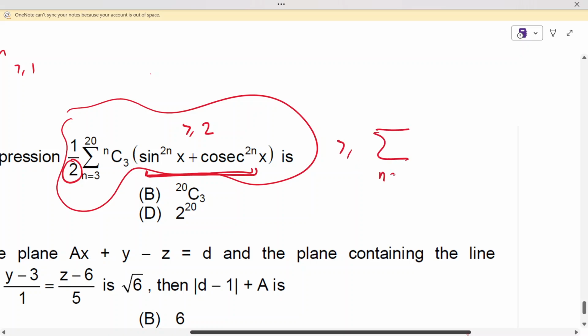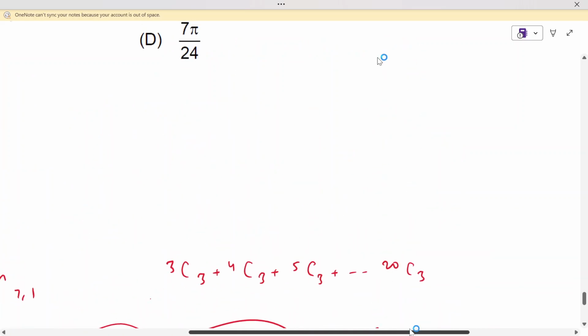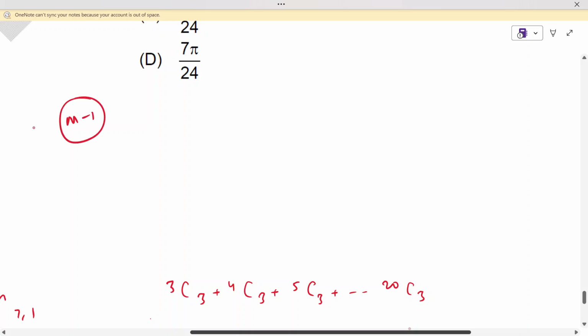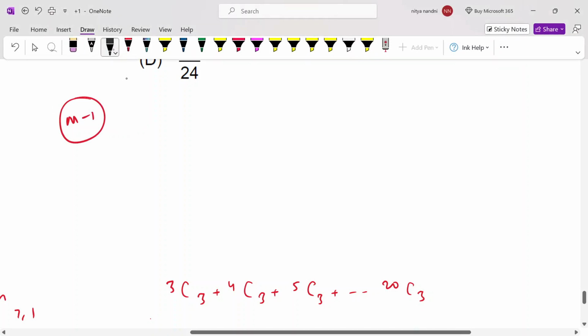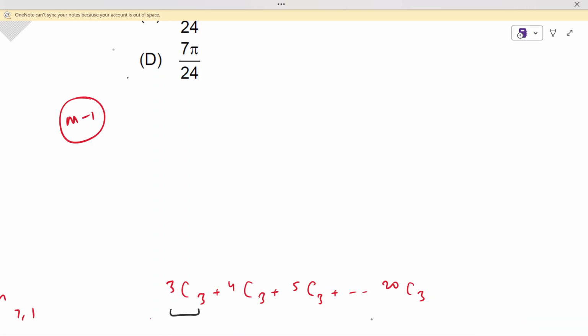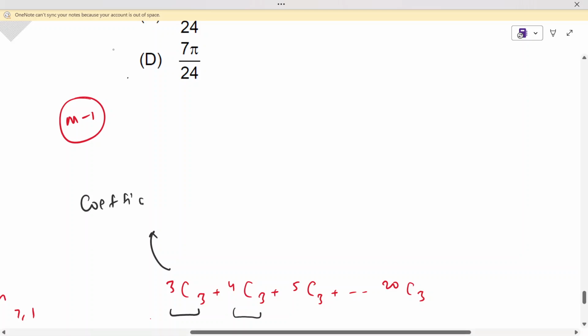Eventually this is greater than or equal to sigma n equal to 3 to 20 of nC3, right? This I can write, no? Now what is it after that? 3C3 plus 4C3 plus 5C3, up to 20C3. There are again multiple ways to solve this problem. First, let's say method 1. It is the most useful technique in multiple cases which I'm using. 3C3 is the coefficient of x cube in (1 plus x) cubed. 4C3 is the coefficient of x cube in (1 plus x) to the power 4. Right? It is the coefficient of x cube in (1 plus x) cubed.